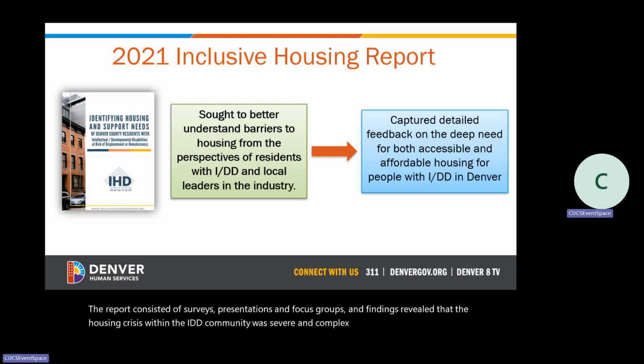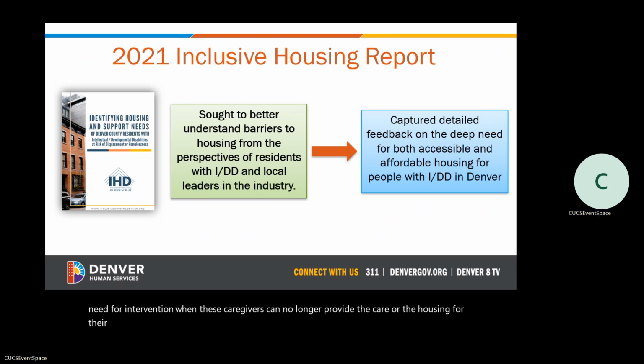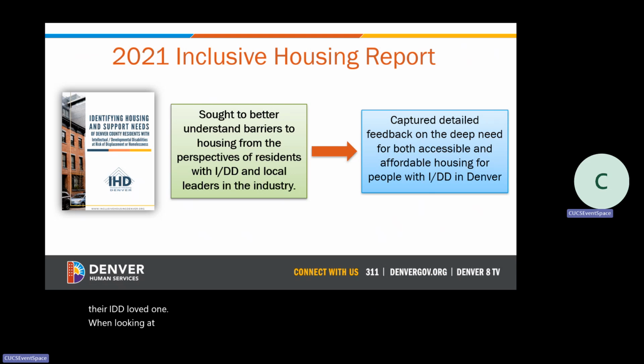We learned that 36% of participants were living with a primary caregiver over the age of 60, showcasing the alarming need for intervention when these caregivers can no longer provide the care or the housing for their IDD loved one. When looking at housing preferences, we saw they were quite diverse.